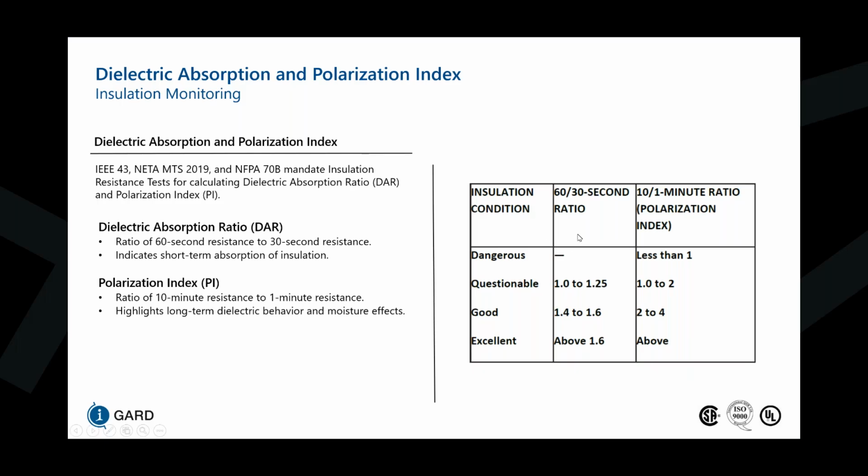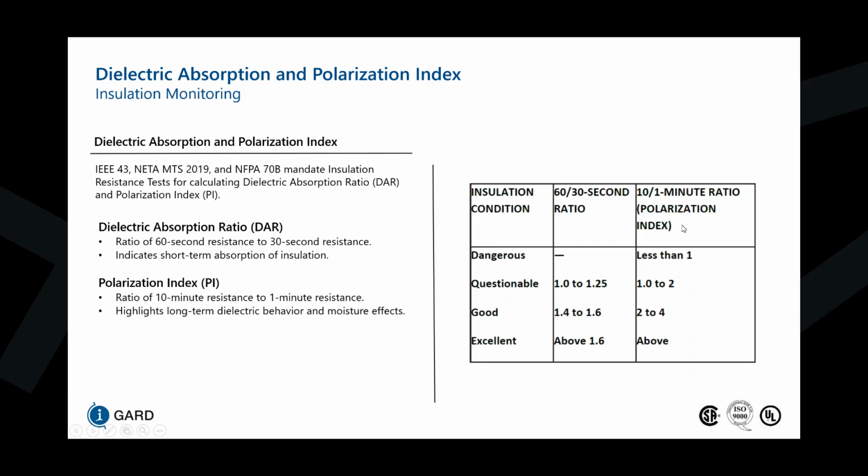So the table on the right indicates the insulation condition as dangerous, questionable, good, or excellent based on the DAR, which is the first column here, and the polarization index, which is the second column. So a dangerous ratio for the DAR test is anything below 1. And if that occurs, then we can indicate a dangerous insulation condition. Questionable insulation condition would be between 1.0 to 1.25. Good would be 1.4 to 1.6, and anything above 1.6 would be excellent.